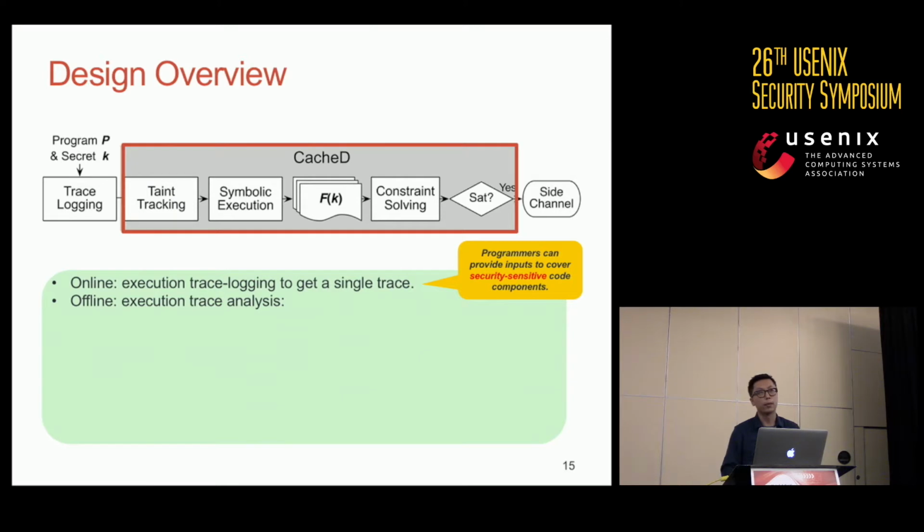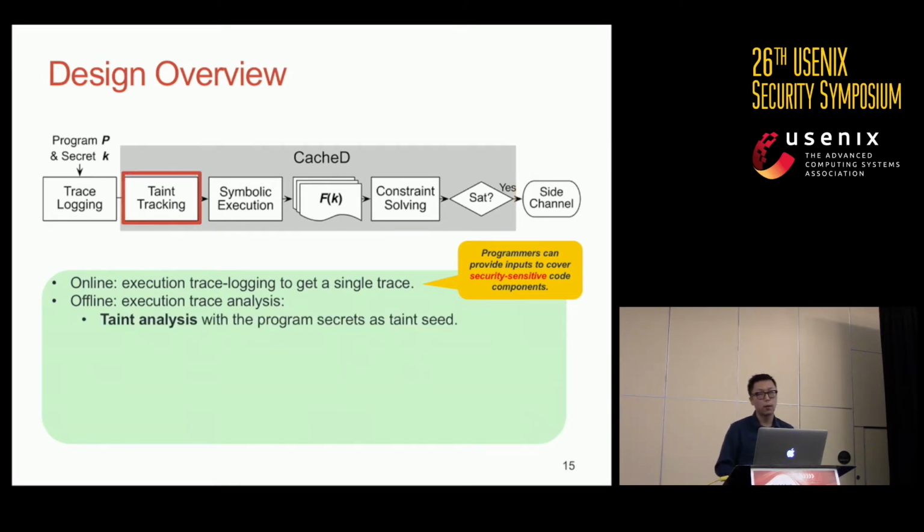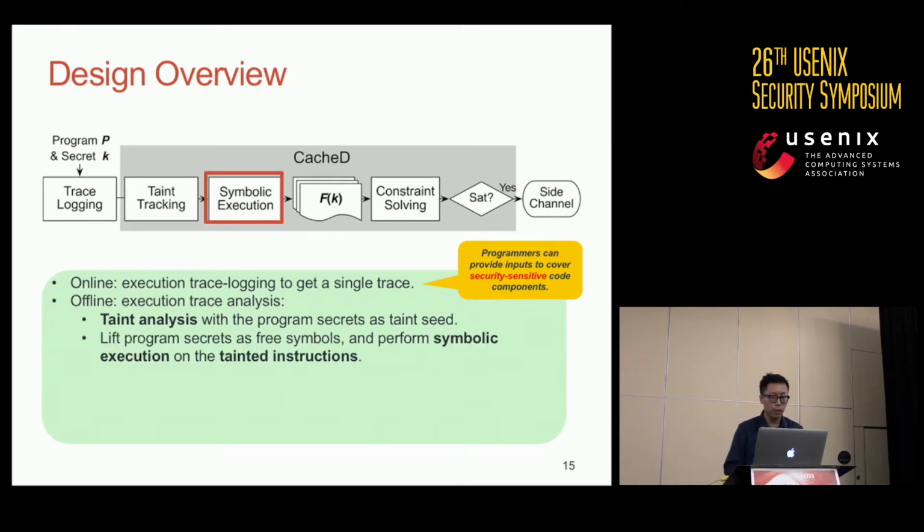The next step is offline trace-based analysis. We start with taint analysis, where we treat all the program secrets as the taint seed. This step will help us figure out the dependency of the program secrets. The next step is symbolic execution. We leave the program secret as key symbols and perform the symbolic execution on the tainted instructions.